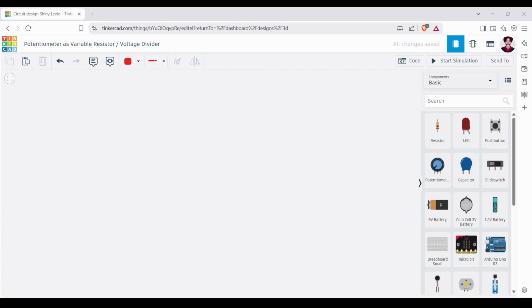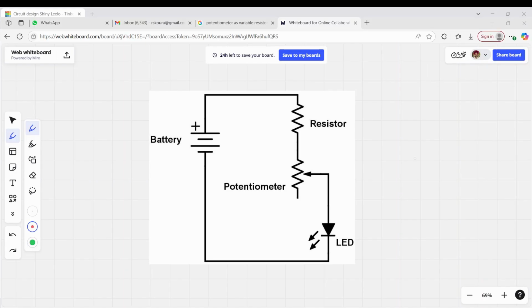First of all, let us try to see it as a variable resistor. I'll just explain both of them to you. In this video, I will be doing one part, and in the next video, the second part. The second part is as a voltage divider.